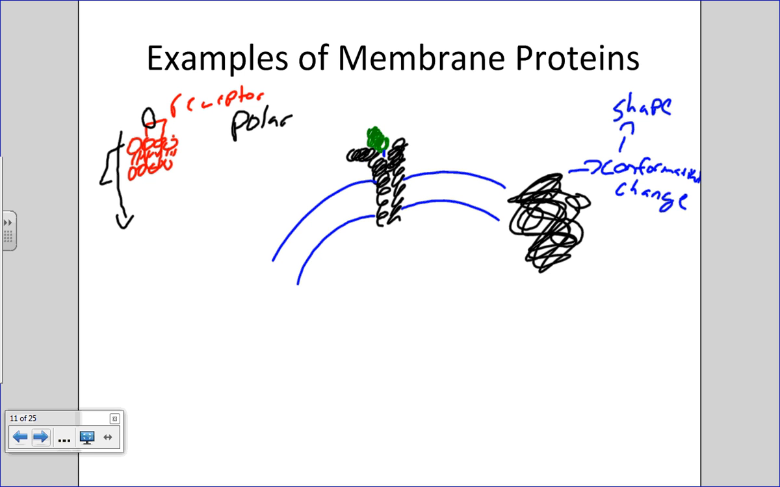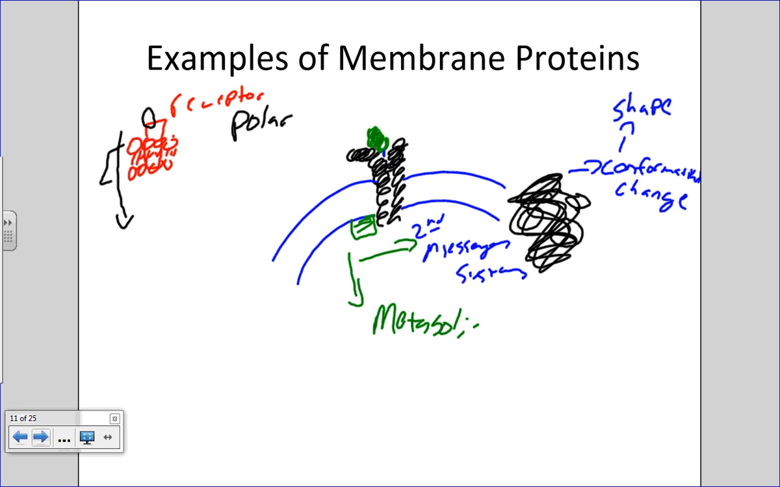I'll talk more in depth about this when I get to the endocrine system, but this is going to activate what are called secondary messenger systems. This is a pathway. There are G proteins found right next to here, and as this protein starts to coil and twist and change shape, it's going to activate these secondary messenger systems. Then these secondary messenger systems are going to activate certain metabolic pathways and either turn on or turn off some kind of activity within the cell.